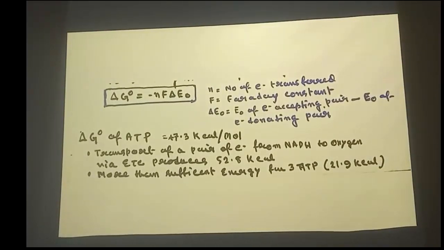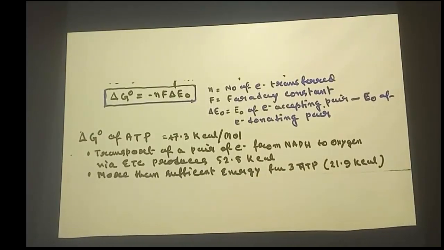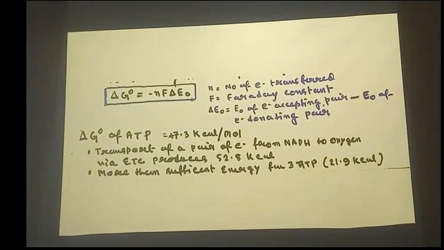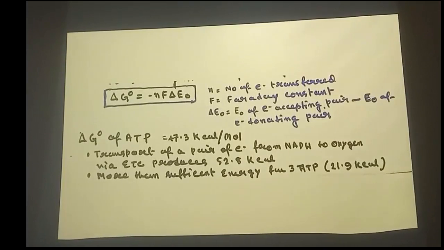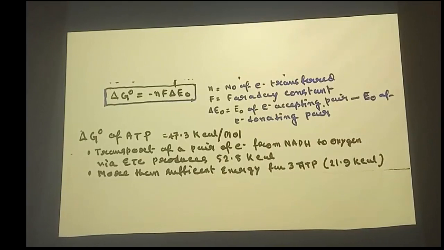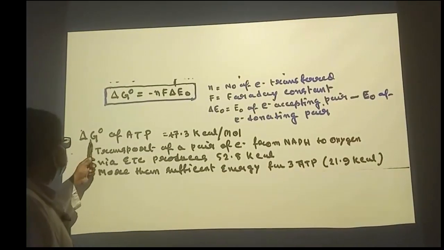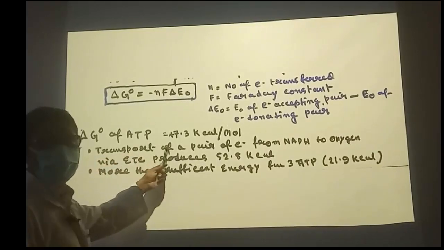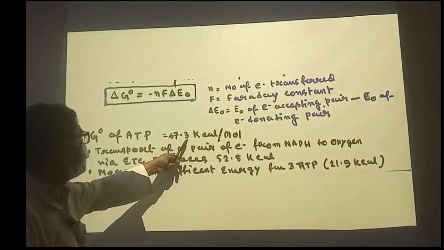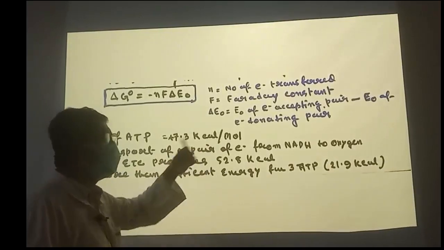So as much as electron flows, energy will be generated. The free energy is generated and released, and that free energy has to be captured in the form of some high energy phosphates, mainly ATPs, which play a very important role. So delta G degree of ATP, when ATP is hydrolyzed, you will find it is minus 7.3 or 7.4 kilocalorie per mole.